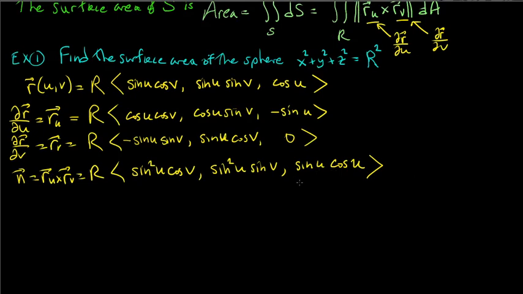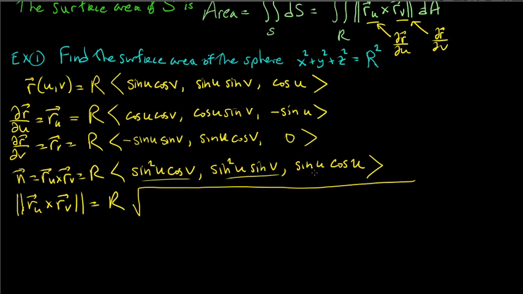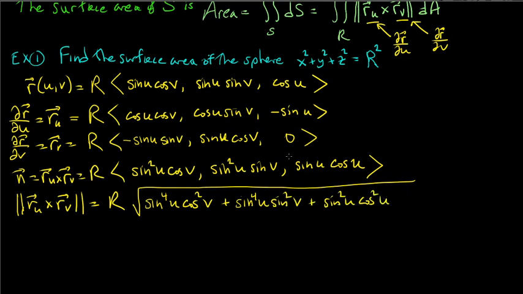So there it is. Now all we need to do is take the magnitude, or the norm, of that vector. So you're just going to get r, and then it's going to be the square root of this squared plus this squared plus this squared. So let's work it all out. So sine squared squared is sine to the 4th u times cosine squared v plus sine to the 4th u times sine squared of v plus sine squared u cosine squared u.